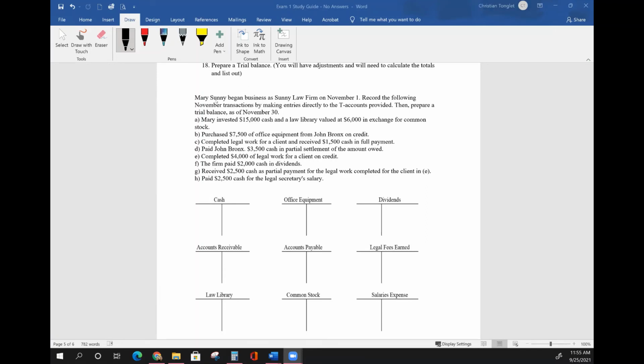Okay, Mary Sunny began business as Sunny Law Firm on November 1. Record the following November transactions by making entries directly to the T accounts provided, then prepare a trial balance as of November 30th. So all we're going to do is go through these different little scenarios, put in those amounts in the accounts, come up with a balance in each one of them, and then bring them over to a trial balance.